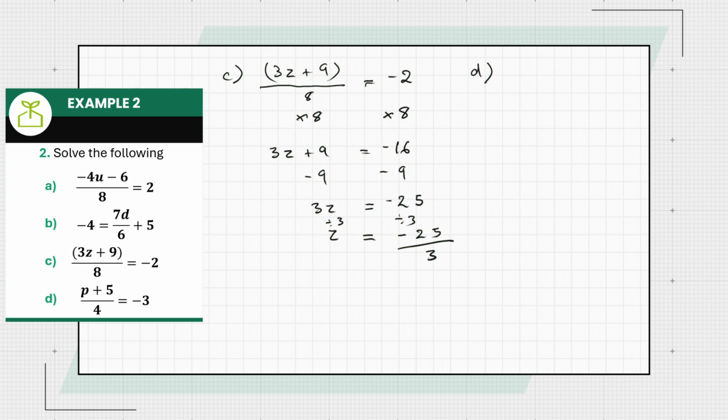Alright, the next one we have is D, and for D we have (p plus 5) divided by 4 is equal to negative 3. So, to get rid of the 4, let's multiply both sides by 4. The result is p plus 5 is equal to negative 12. Now let's take away 5 from both sides. Now we have p is equal to negative 17.